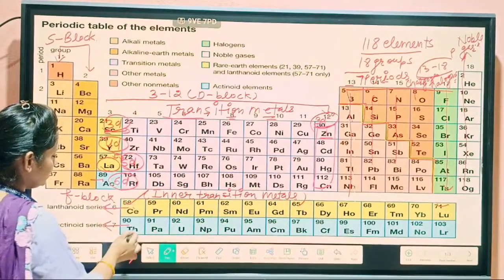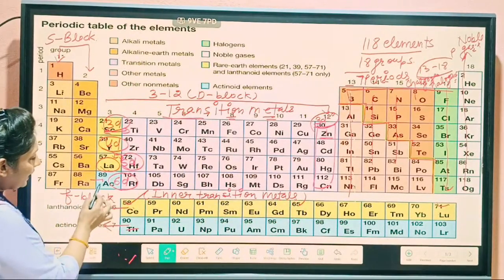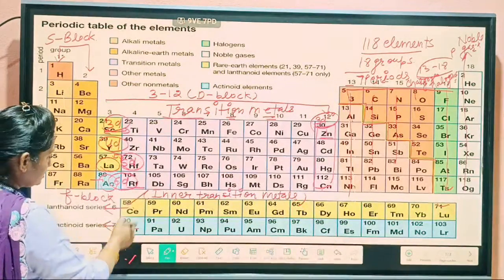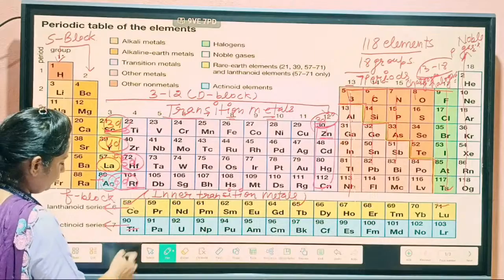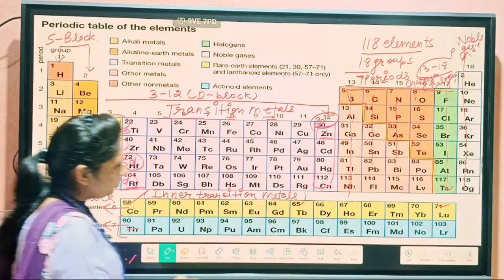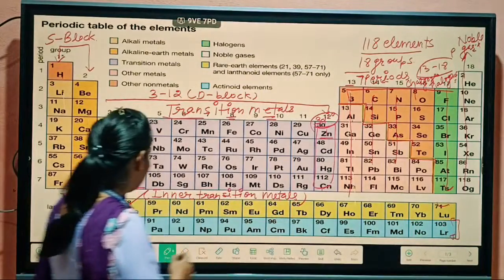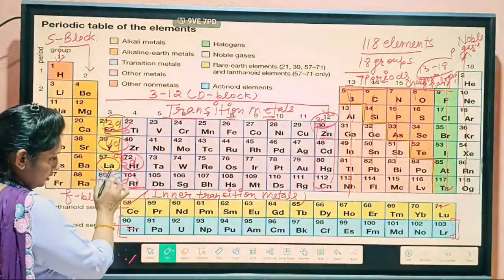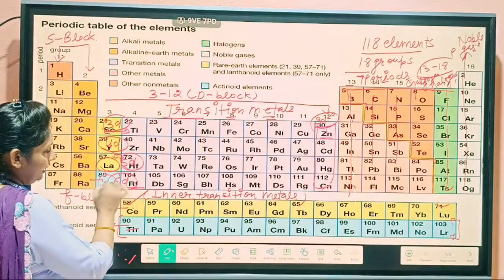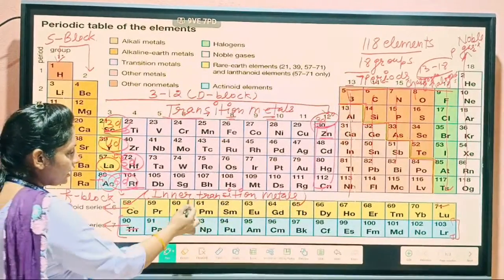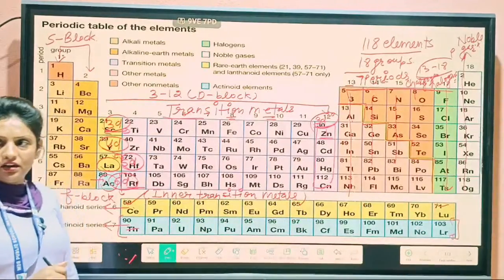And students, here this one, thorium. Here actinium. Actinium is 89. After that, this is Rf, it is 104. Then in between, 90 to 103. These are the actinoids. So these also exist here in between the transition elements, so these are known as the inner transition elements here.